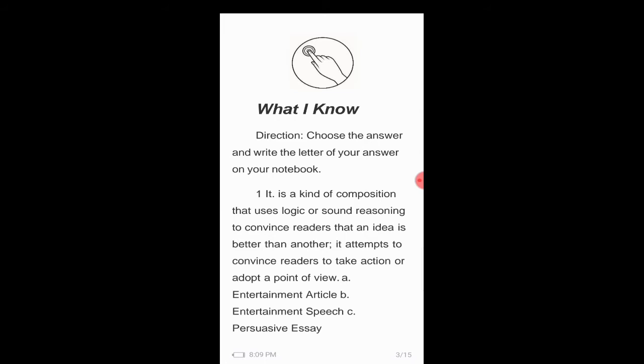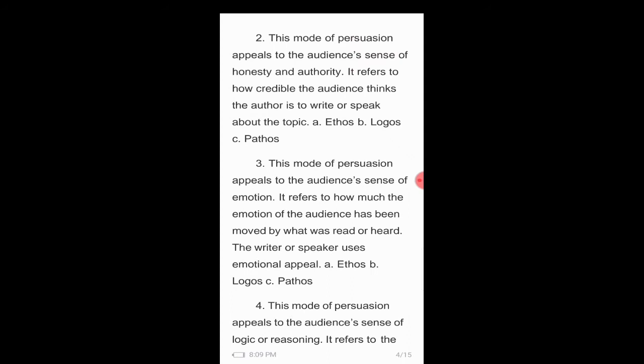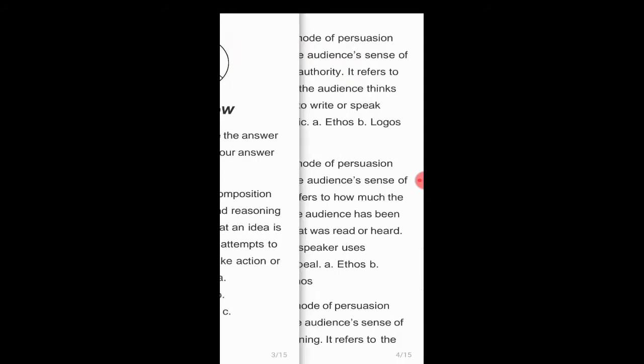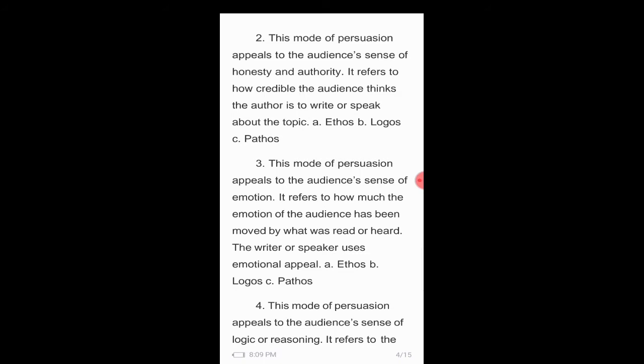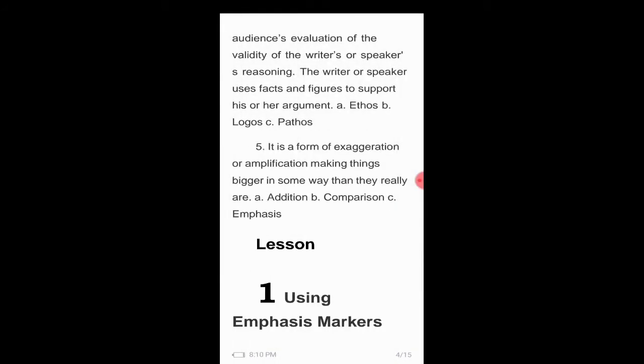It is a kind of composition that uses logic or sound reasoning to convince readers that an idea is better than another. It attempts to convince readers to take action or adopt a point of view. So what is this? Is it an entertainment article, entertainment speech, or persuasive essay? Just browse now your modules and you can see what I know.